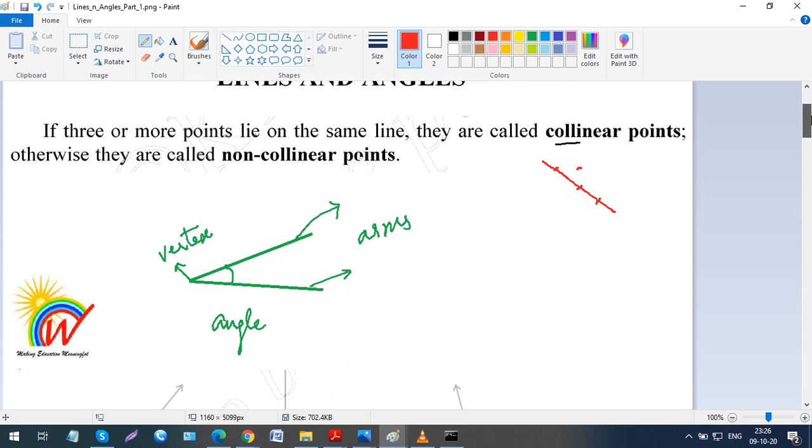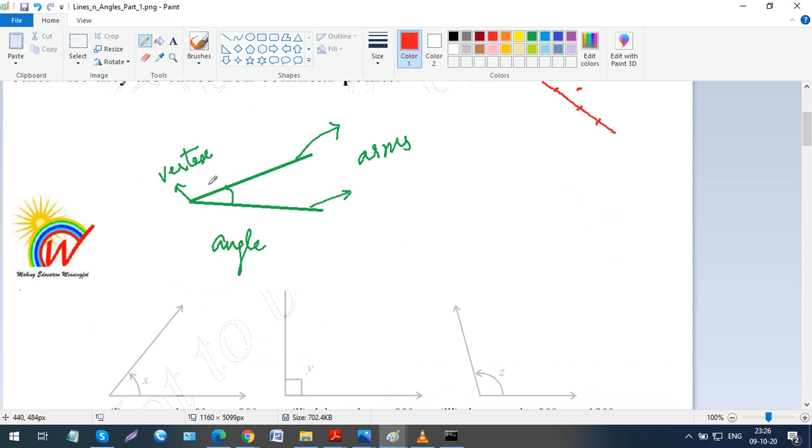Now you already know about this. When I draw an angle, this is how I draw it. There are 2 rays, and these 2 rays are called arms, and this is the vertex of the angle, and then this is the actual angle over here.